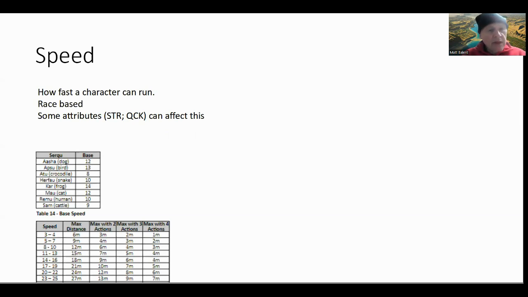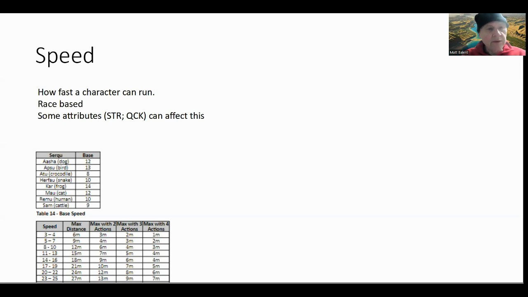Speed is basically how fast the character can run, and it's race-based. As you can see on the chart, each race has a base speed number. You could think of this as a number based on a 3d6 scale, 3 to 18 being a normal distribution. Instead of rolling, these are the general speed numbers that are assigned to each race.